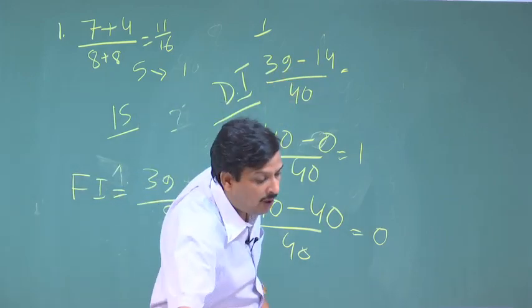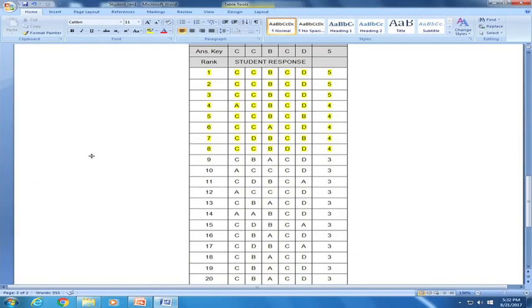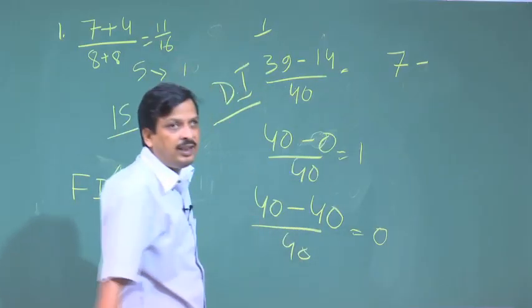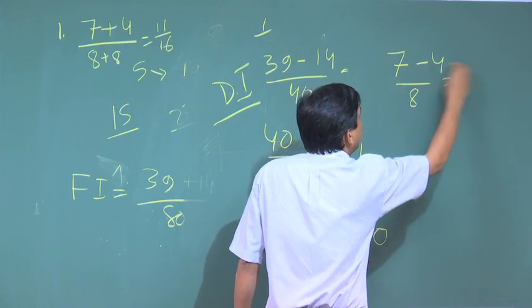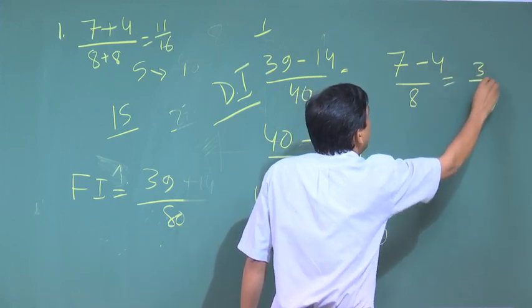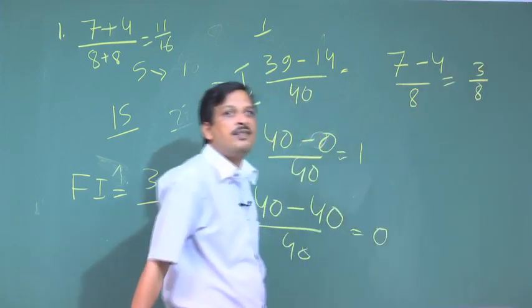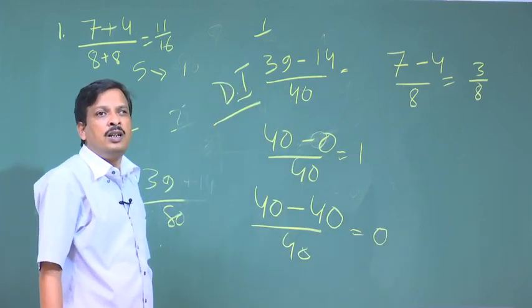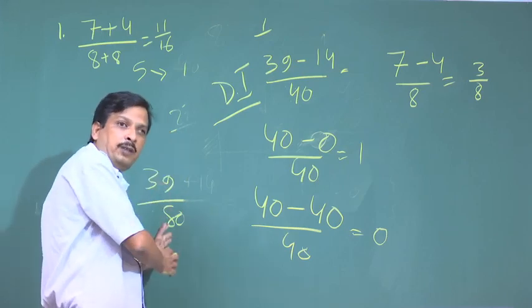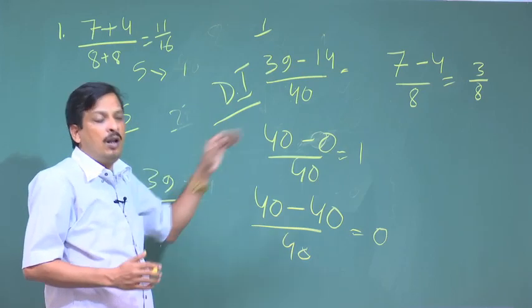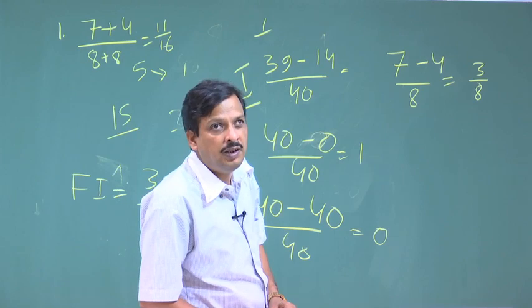Similarly, if it is a multiple choice question, let us take test item 1. In the upper group, how many students give the correct answer? 7. In the lower group, how many students give the correct answer? 4. 7 minus 4 by 8, so it is nothing but 3 by 8. Whether it is multiple choice questions or summative questions, I can find out the difficulty value and the discrimination index.